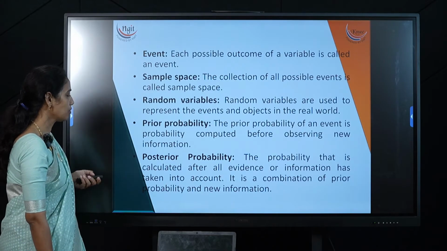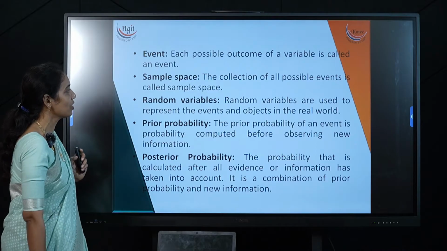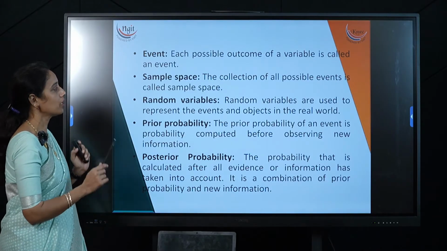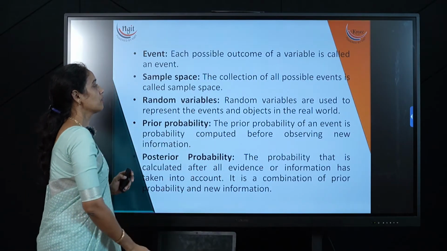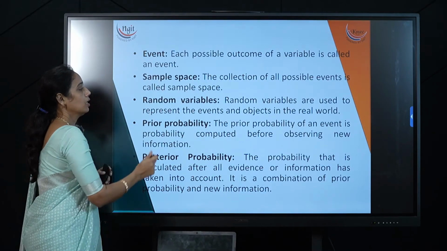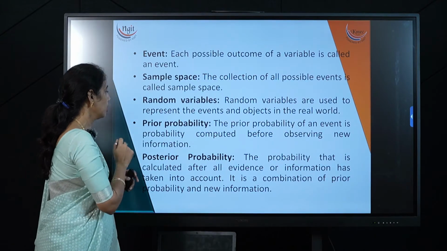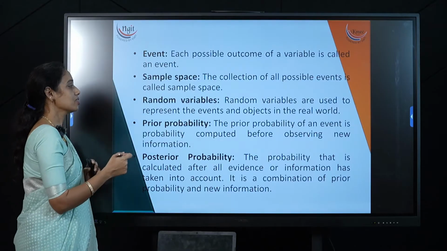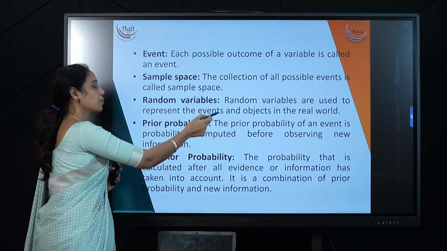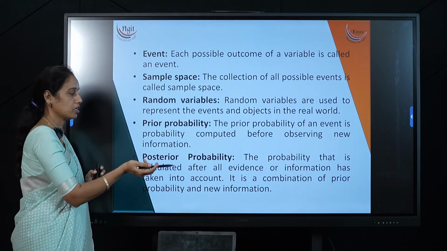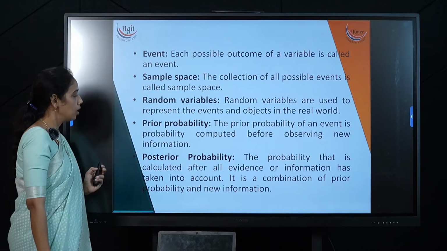These are some of the terminologies we are going to use for probabilities. The first one is event. Each possible outcome of a particular variable is called an event, and the collection of all those possible events we generally call the sample space. Random variables are used to represent the events and objects in the real world. Prior probability is the probability of an event computed before observing new information. So before observing new information, the probability you are calculating, we call it the prior probability.